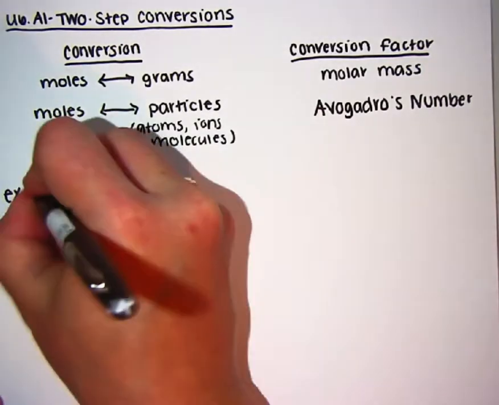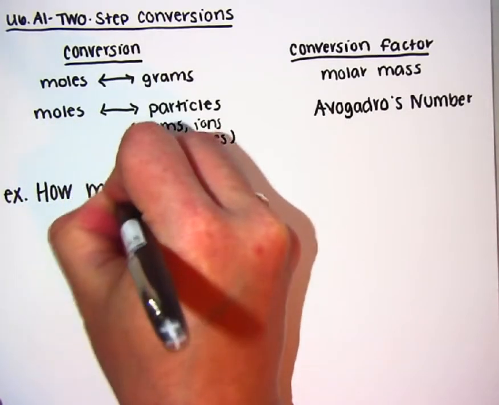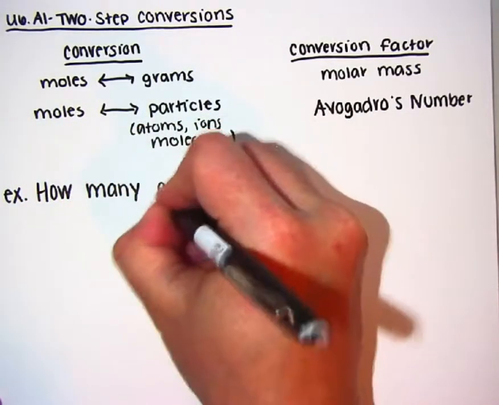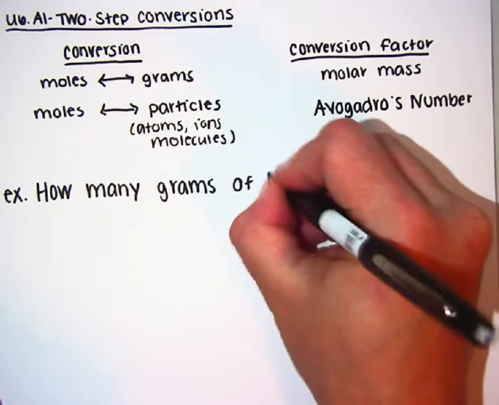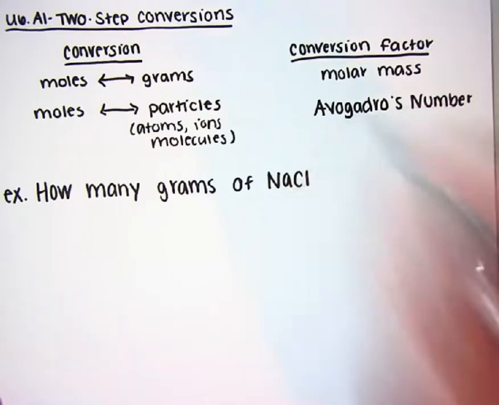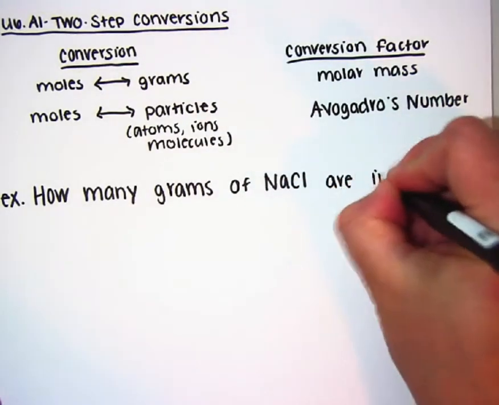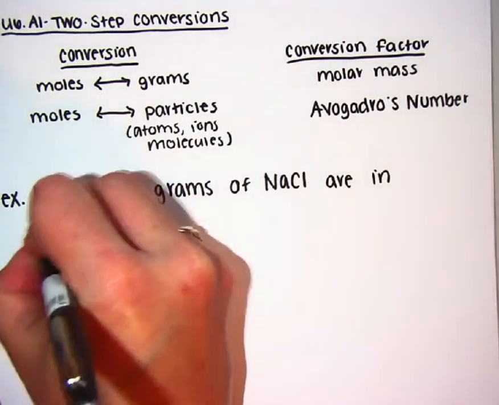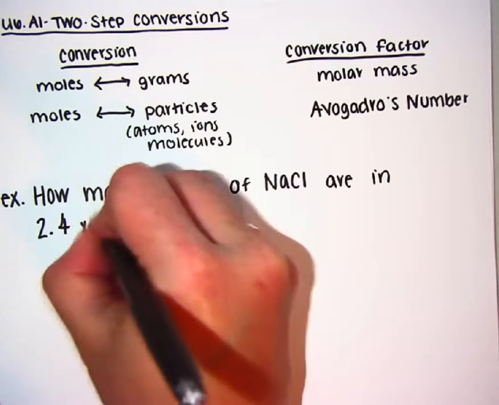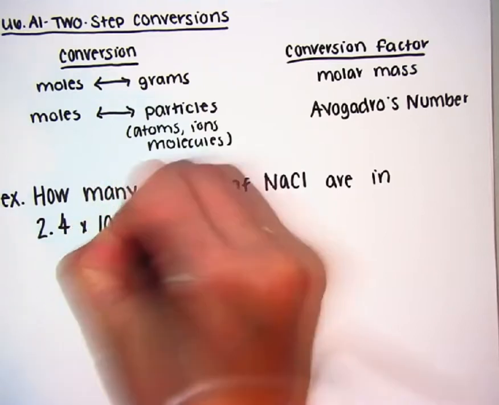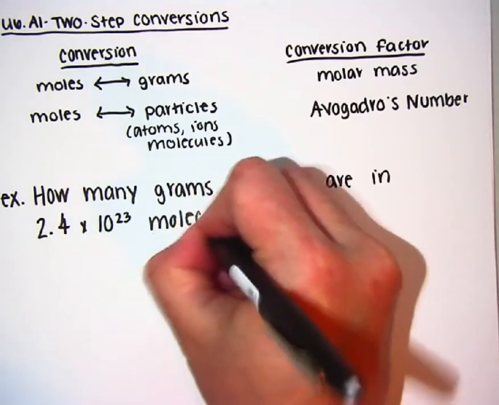First example. How many grams of NaCl are in 2.4 times 10 to the 23rd molecules of sodium chloride?